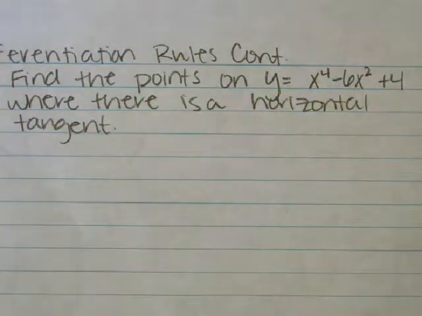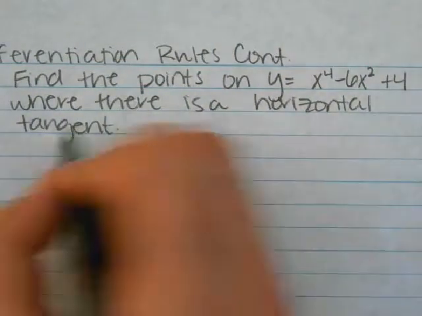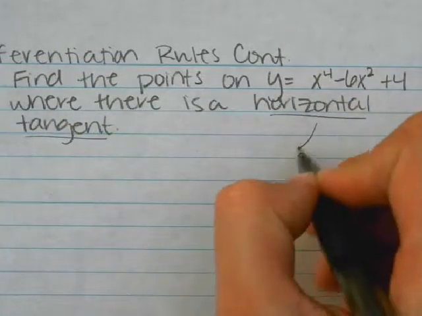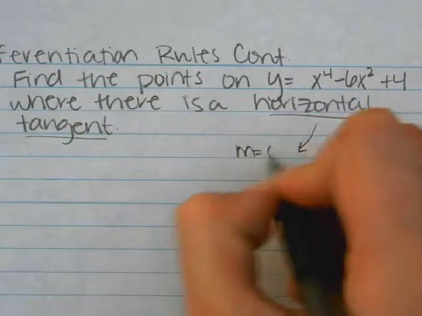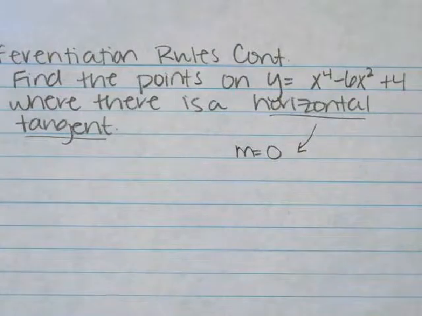So we know that a tangent line is the line that hits the curve at a specific point, and so they're saying find the points where the tangent line happens to be horizontal. And what is the slope of a horizontal line? 0. So when we say we want a horizontal tangent, that means we're looking to see where m equals 0. We want a 0 slope there.